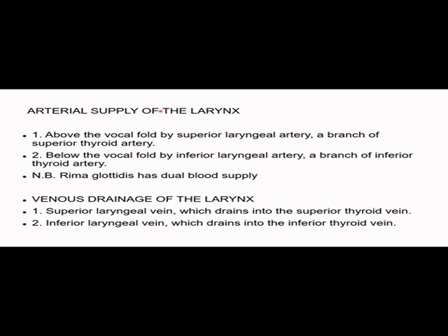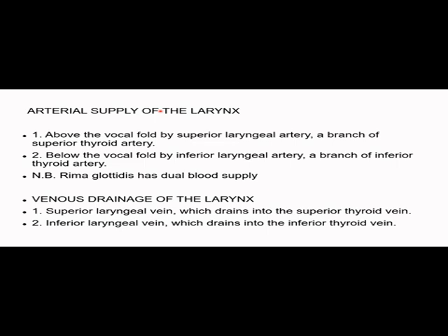Now you know that between the supraglottic compartment and the infraglottic compartment lies the narrowest part of the larynx, which is called the Rima glottidis. So it happens that this Rima glottidis will get a dual blood supply. That means it will get blood supply from the superior laryngeal artery also and the inferior laryngeal artery also.